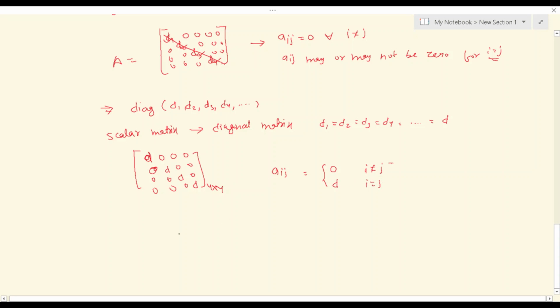Okay, and then we define the unit matrix. This unit matrix is itself a scalar matrix. The only difference is that in this case d is equal to 1, or in general terms we can write it as Aij is 0 for i not equal to j, and 1 for i equal to j.